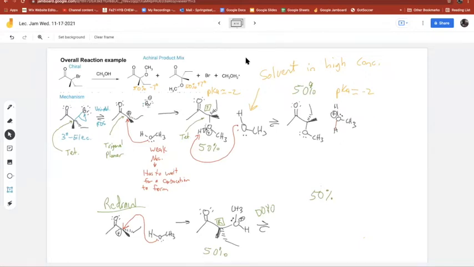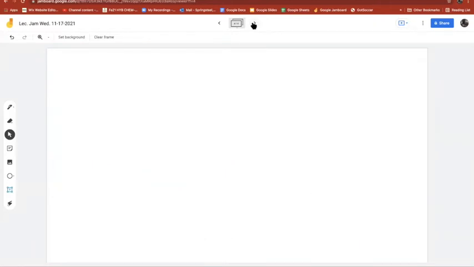Ryan, you're asking about if the carbonyl was wedged or dashed. I'm not sure what you mean. I'll tell you what I'll do. I'll give you an example where we will go from chiral to chiral. I'll show you real quick. Let's look at this.